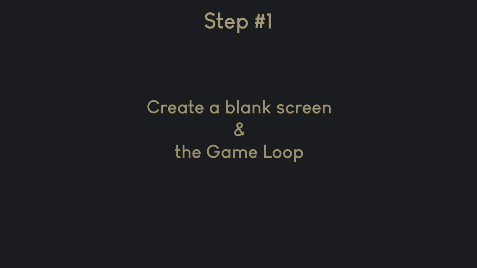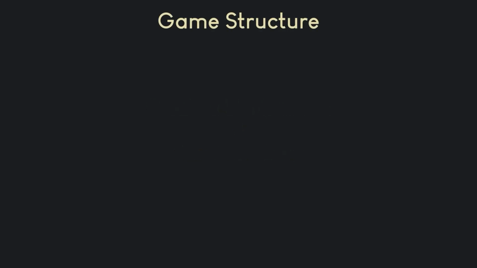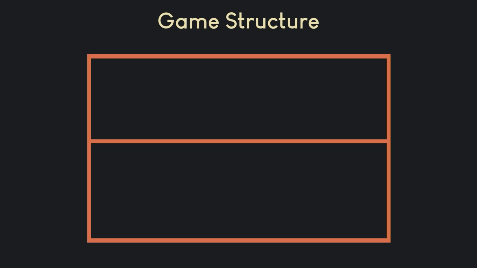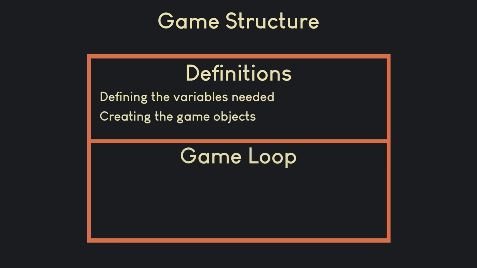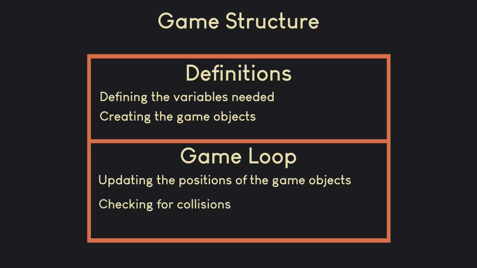Before we start, it is important to understand the structure of a game. Every game consists of two parts: the part where we define our variables and game objects, such as the snake, the food, and the arena, and the game loop, which is responsible for updating the positions of the game objects and checking for collisions. The game loop is like the heartbeat of the game, running repeatedly until the game is closed. In each iteration of the game loop, we will draw the game objects in their new positions and check for collisions, all happening so fast that it appears as a continuous movement.